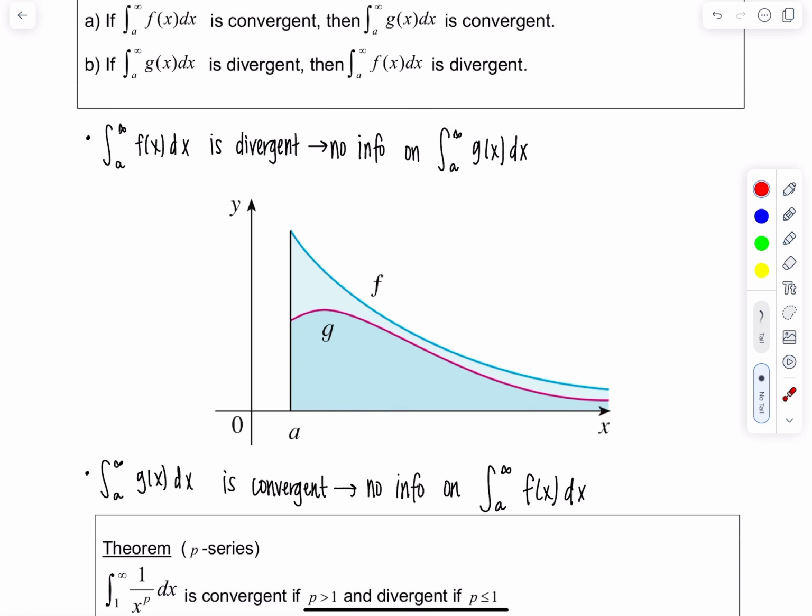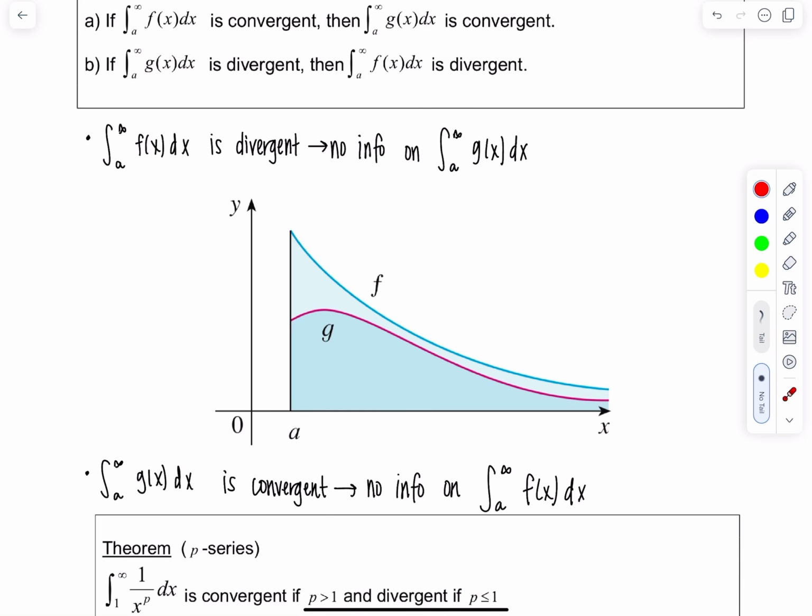So don't memorize which one's f, which one's g. Just understand, if the indefinite integral of the larger function converges, that forces the smaller to converge also, because we require them to be non-negative. So this is kind of like your boundary. So if this one smashes it down and approaches a finite number, then the baby one gets smashed too.